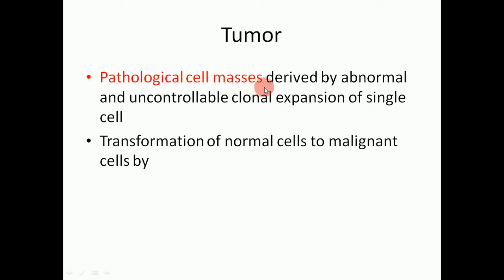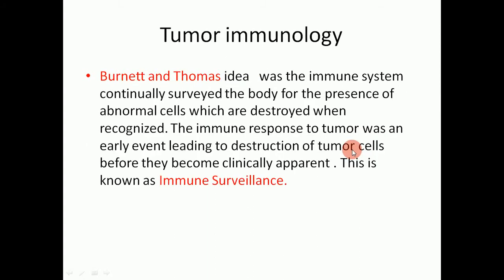Biological cell mass derived by abnormal and uncontrolled clonal expansion of a single cell. So it is a normal cell, and there is transformation of this normal cell into a malignant cell. In tumor immunology, they found that patients on immune suppressive drugs, or with primary or secondary immune deficiency, are more liable to develop tumors.